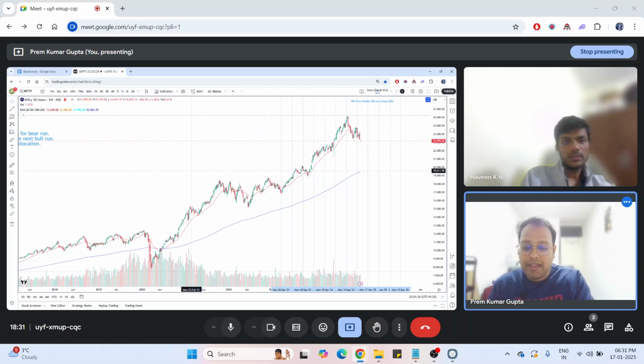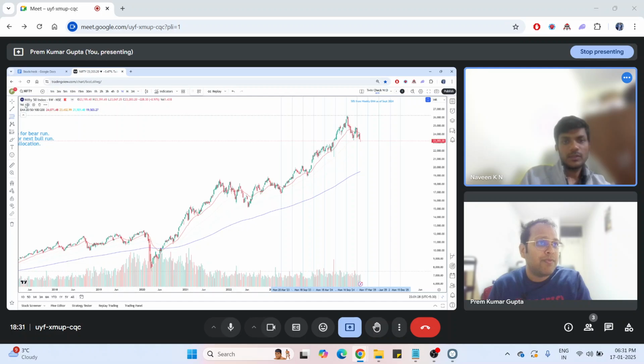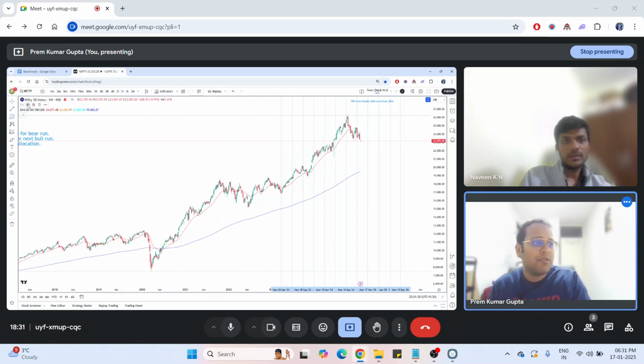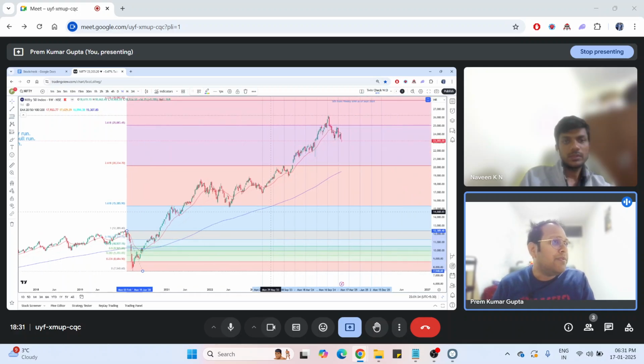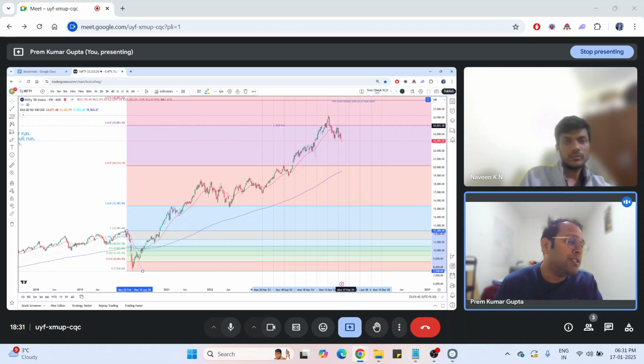Okay, let's put that line again. Before that, let me remove volume. So as per the Corona correction, we are already crossing 3.2. So this is already a correction for me. Until it crosses 25,000, I do not believe the correction is over.